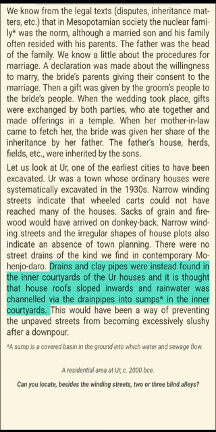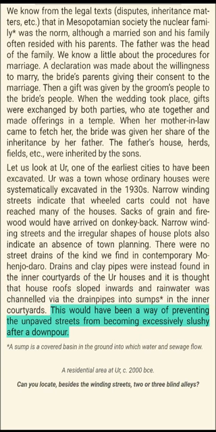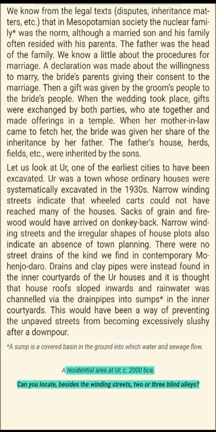There were no street drains of the kind we find in contemporary Mohenjo-Daro. Drains and clay pipes were instead found in the inner courtyards of the Ur houses, and it is thought that house roofs sloped inwards and rainwater was channeled via the drain pipes into sumps in the inner courtyards. This would have been a way of preventing the unpaved streets from becoming excessively slushy after a downpour. A sump is a covered basin in the ground into which water and sewage flow.